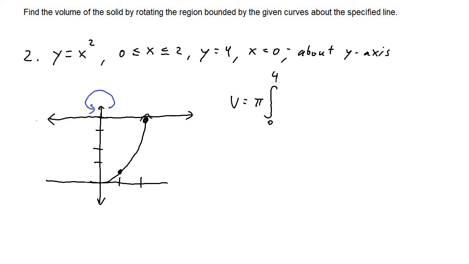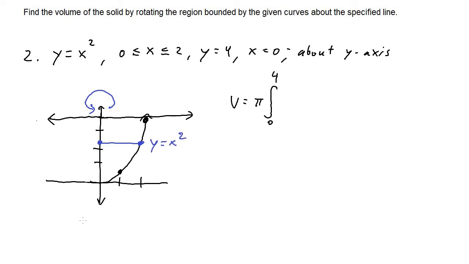And then we have the integral from 0 to 4 of our radius squared. Our radius, remember, is in terms of y. So what is the radius? Well, the radius, once again, is the distance from the axis of rotation to the outermost curve that we rotate. And that outermost curve in this case is going to be y equals x squared.